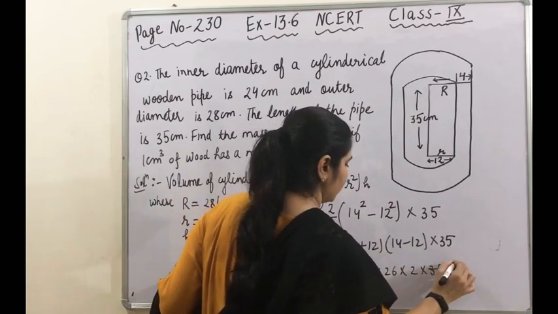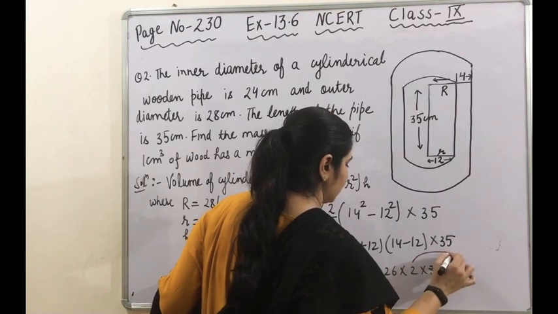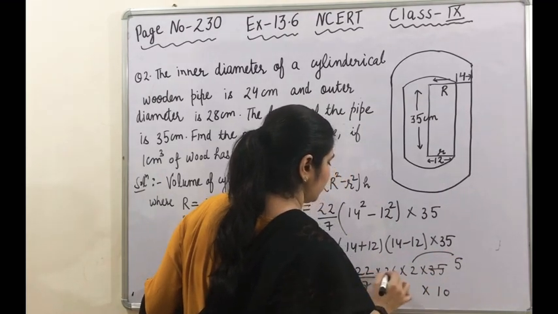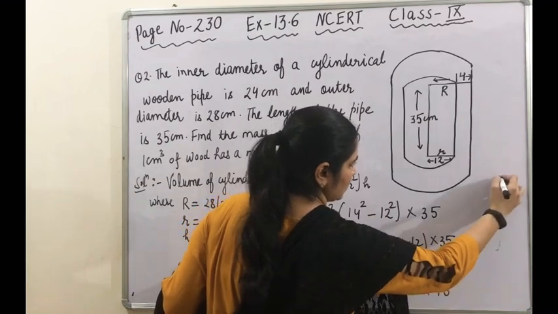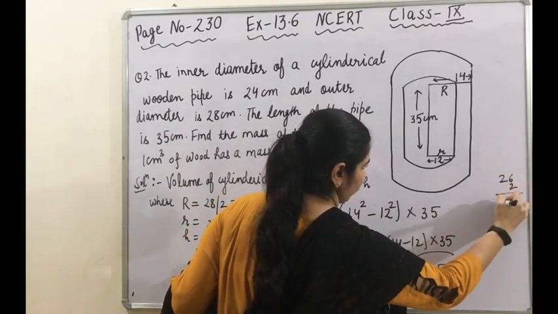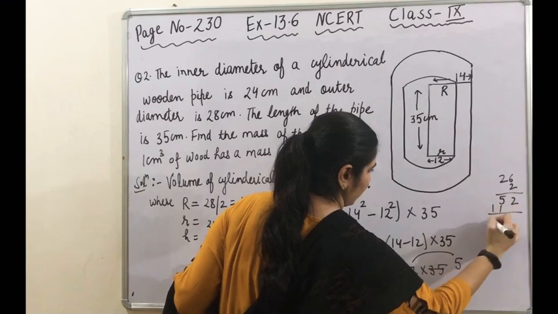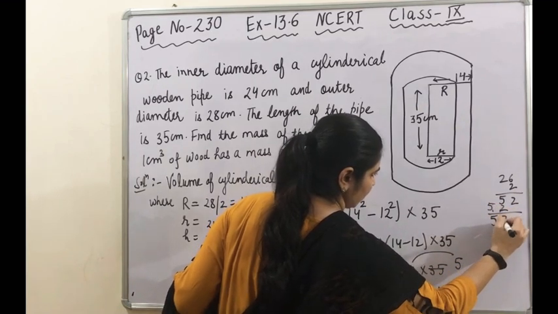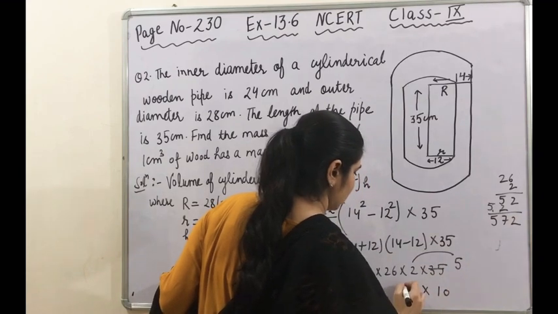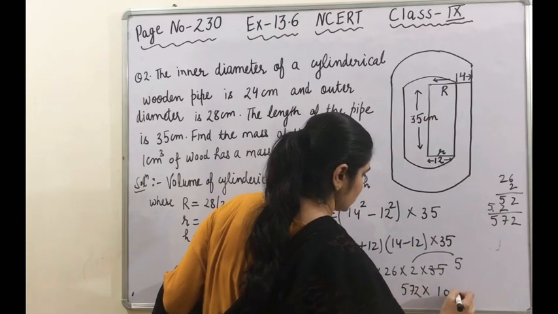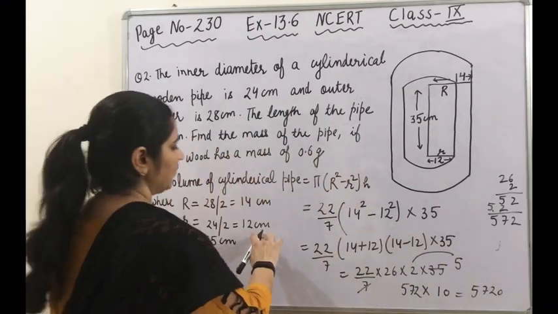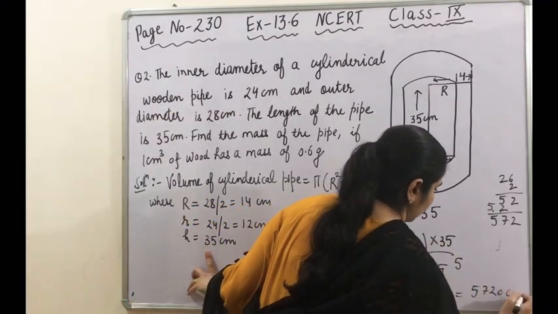7 5s are 35, 5 2s is 10. 22 into 26, this 26 2s is 52. 52 and 11 will multiply, 52 by 11, 572, which is 5720, and unit is here centimeter, so centimeter cube.